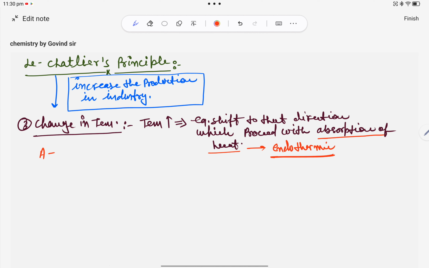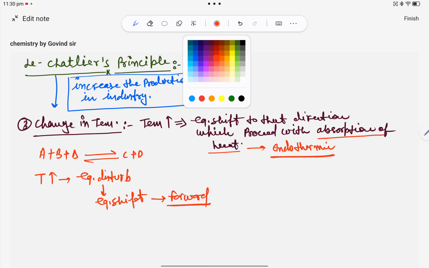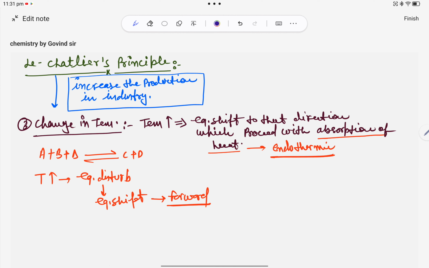Suppose A plus B plus heat gives C plus D. Here, if you increase the temperature, the equilibrium is disturbed. Then in which direction will the equilibrium shift? Forward direction. Why forward, children? Check it once. Here this process, A plus B, takes energy and then C plus D is formed.